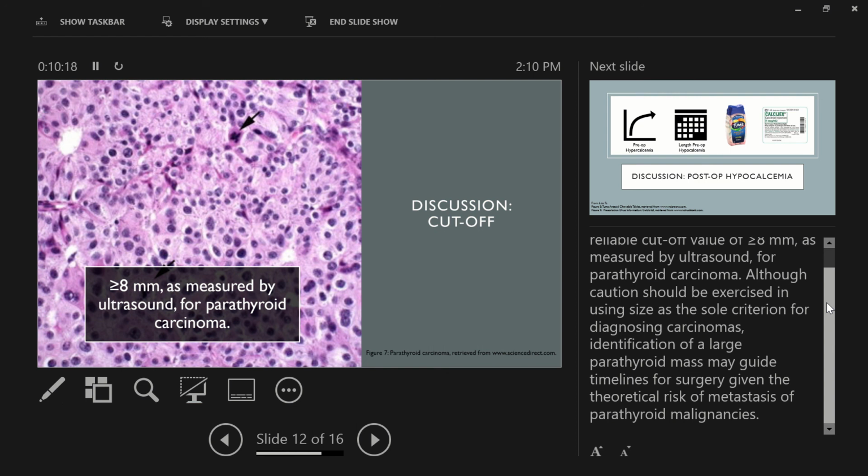Identification of a large parathyroid mass may give timelines for surgery given the theoretical risk of metastasis and invasiveness of a more aggressive carcinoma versus an adenoma or hyperplasia.